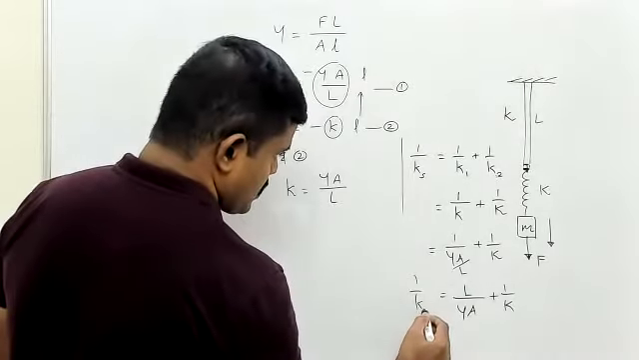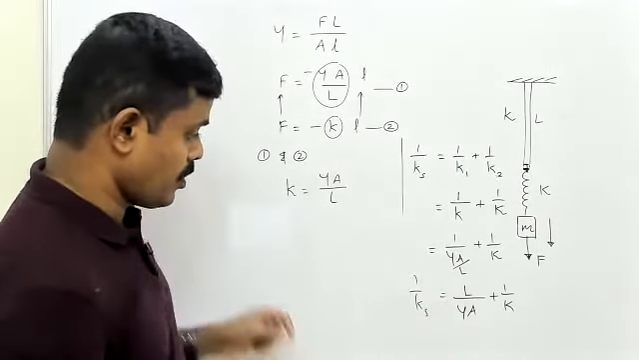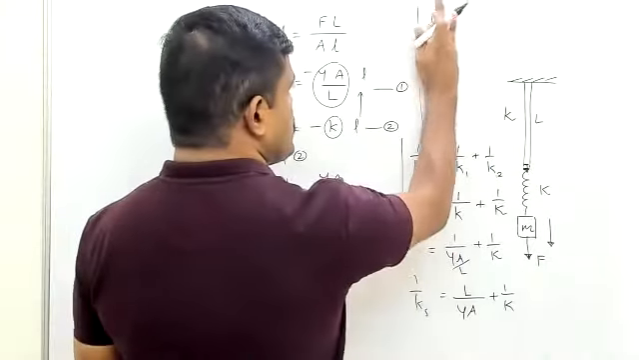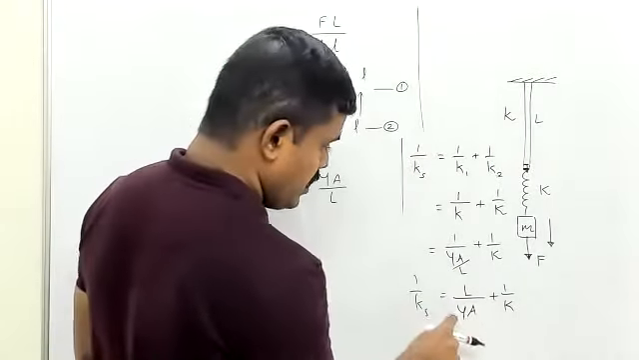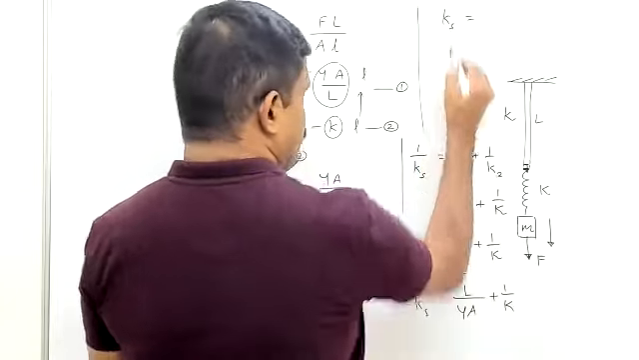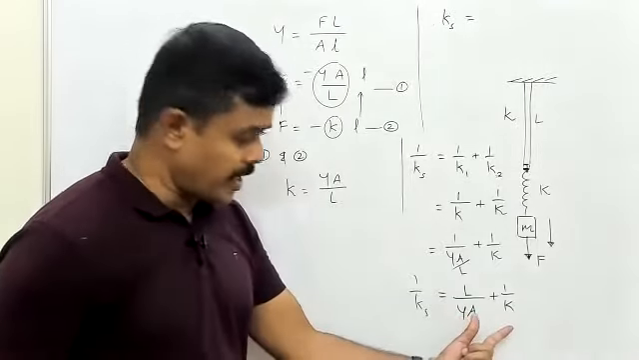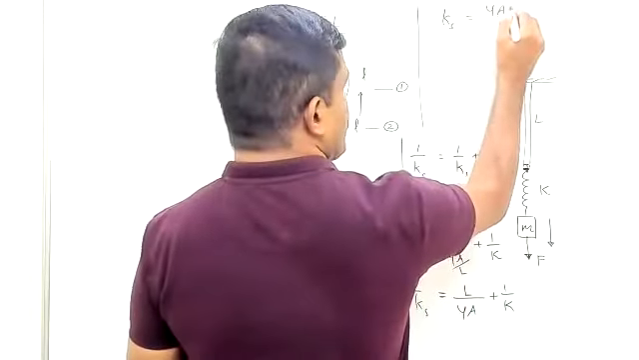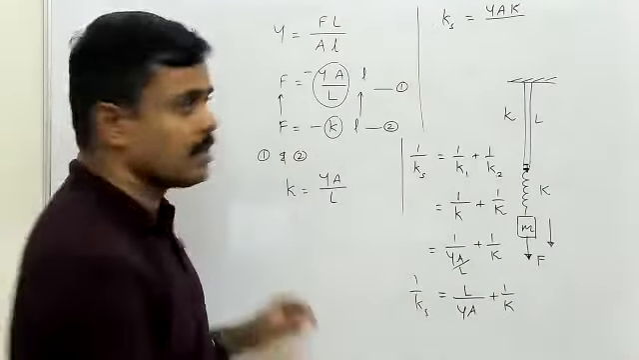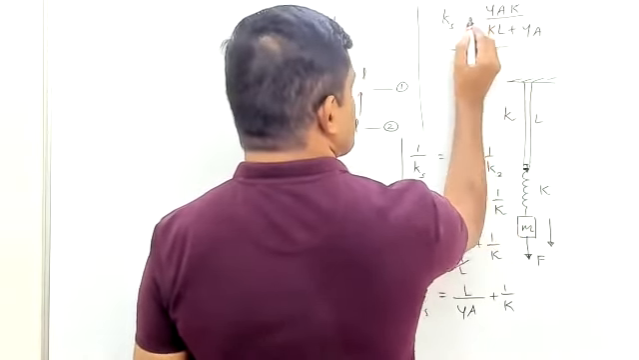This is 1 by Ks. So I can take the LCM here and find the reciprocal. What is the LCM? If I take the LCM, it is YAK, K goes here and YA goes here. So it is KL plus YA. Ks is equal to, if I take the LCM here and take the reciprocal, YAK will go to the numerator, divided by KL plus YA. This is the effective force constant I have.